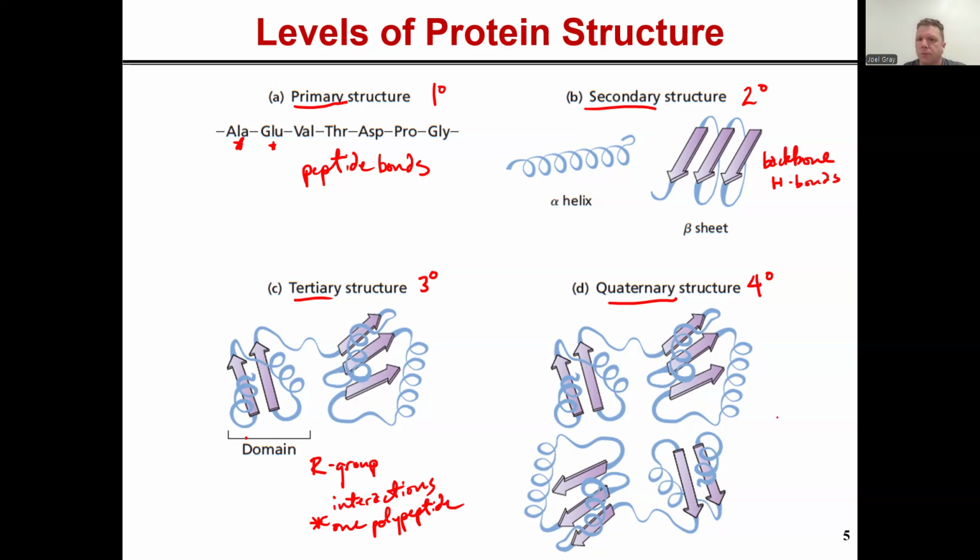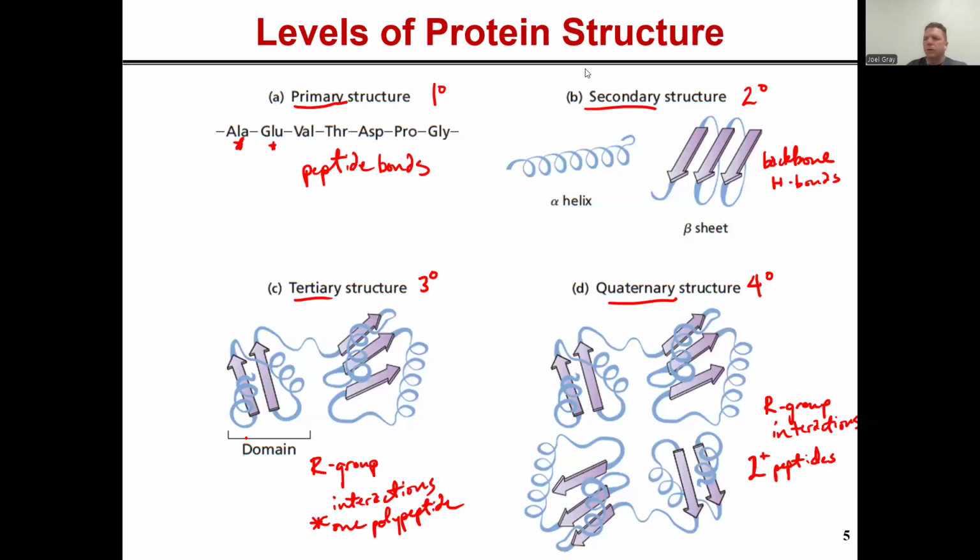And your quaternary structure, well, that's also R group interactions. But this is on 2+ peptides. So more than one peptide is going to be what stabilizes that.